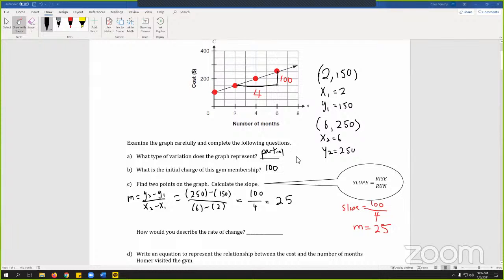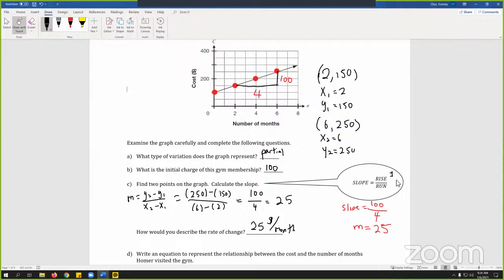Cost and number of month is what Elias said. You're really close. It's not "and." Yes, Gerald has it. Cost per month. So Elias, you had it. You just used the wrong word. So I know what you meant. Yes, it is cost per month. So this would be $25 per month. Perfect. And you guys are getting it, right?